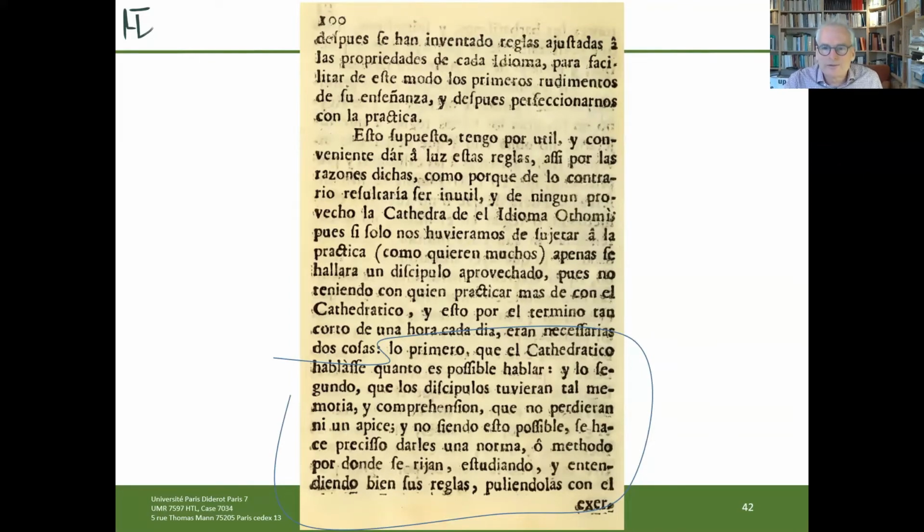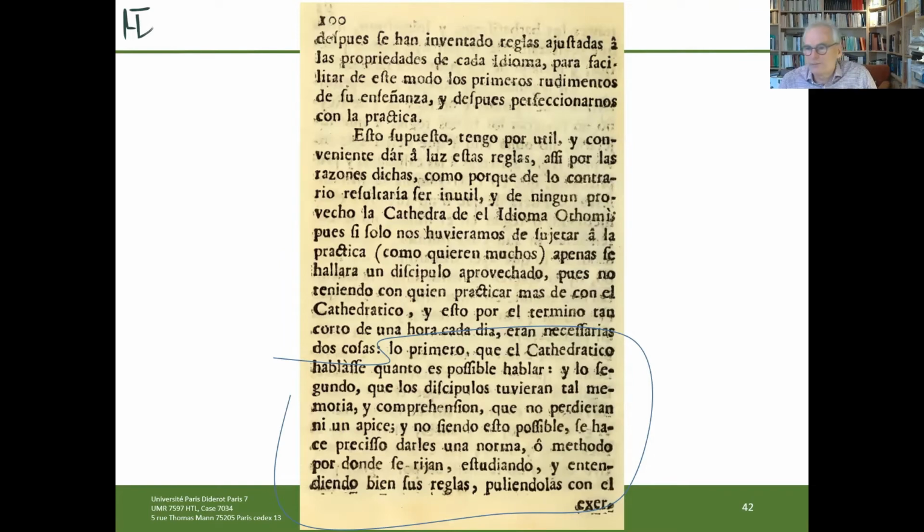we must be very careful not to be too anachronistic to see it with our modern eyes. But you have the catedrático, hablarse cuanto es posible hablar. He must speak as much as he can. So there were other teachers probably who just were reading the grammatical rules, but the most important here, the catedrático, he must speak as much as he can. Y lo segundo, que los discípulos tuvieron tal memoria y comprensión que no perdieran ni un ápice, y no siendo esto posible, se hace preciso darles una norma o método por donde se rijan, estudiando y entendiendo bien sus reglas.